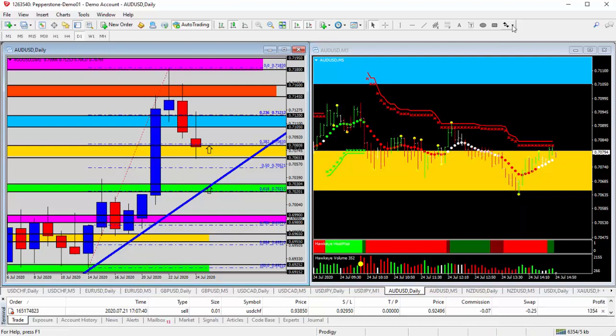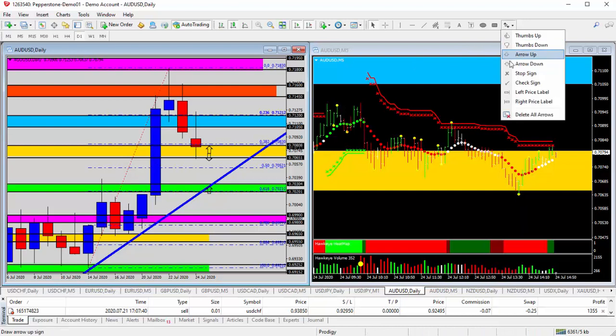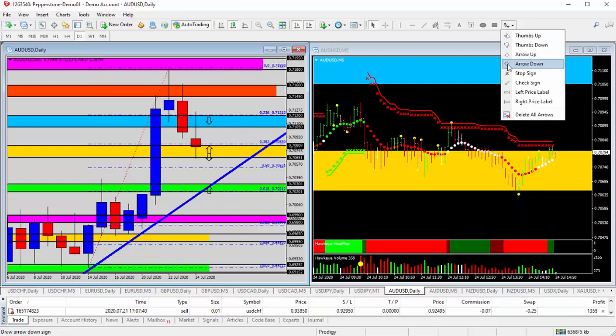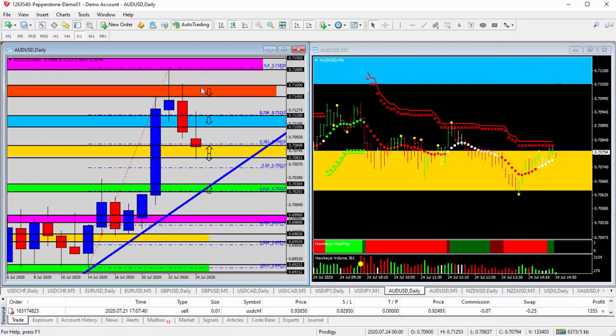Potential support here. The risk again is that it breaks down under the yellow zone and goes back down to the green zone. Now on the way up, of course, if it does turn around, we look at the blue zones, 0.7105 to 0.7120, as our resistance, and of course the orange zone as it continues to pressure higher. I think that's a pretty good plan for the day today in the direction of the trend.